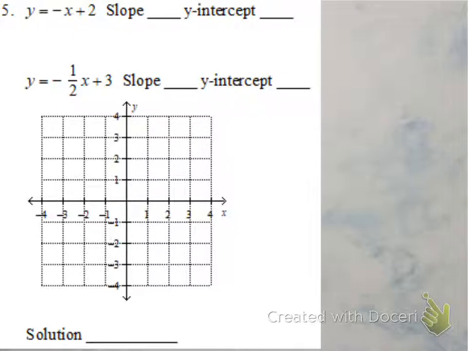All right, for this first one on 5, we've got a slope of -1. Think of that as a fraction, -1/1. Y-intercept's 2. So plot a point at 2 on the y-axis and then go down 1 to the right 1. You can also go up 1 to the left 1.